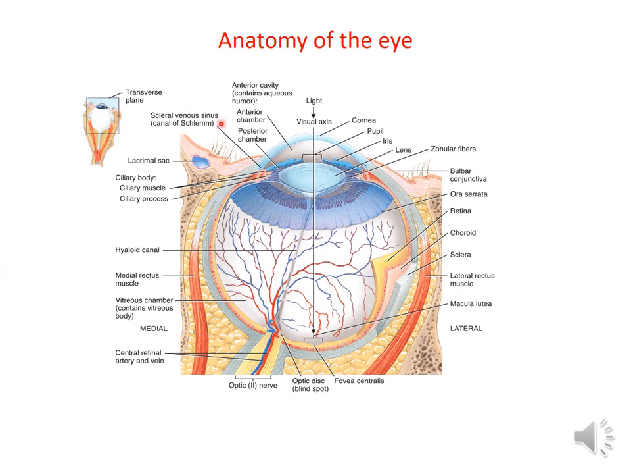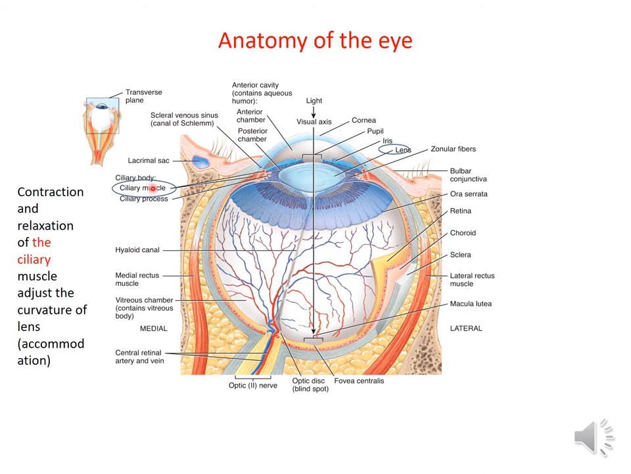Middle layer is the vascular layer. Vascular layer containing the choroid, and the choroid ends with the ciliary body and iris. Ciliary body containing ciliary muscle, and the contraction of the ciliary muscle is going to produce relaxation of the suspensory ligament of the lens, and this increases the convexity of the lens. Contraction of the ciliary muscle produce what? Relaxation of the suspensory ligament of the lens.